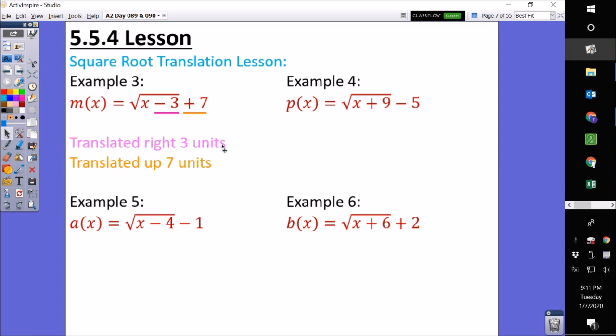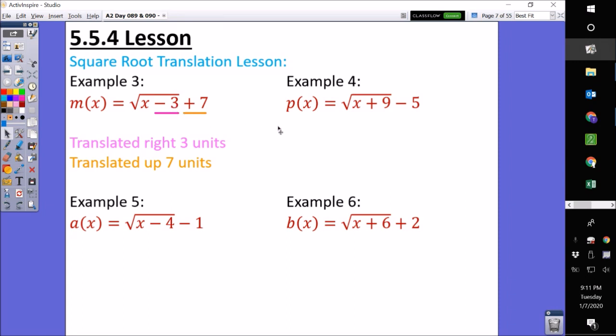Translate right 3 units because the minus 3 is inside the square root behind the x. And then translate up 7 units because the plus 7 is outside the square root, or basically behind the square root. So again, similar format, just different form. It should have the same answer if we have the same numbers with the same sign.